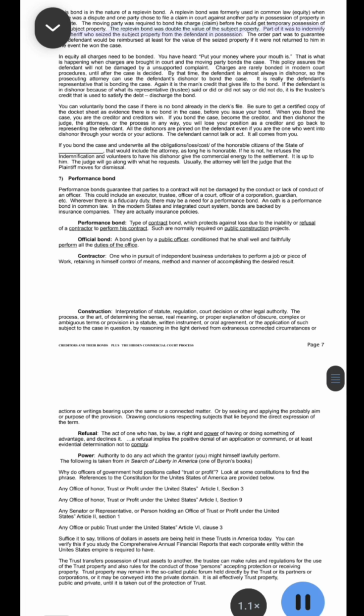Part of it was to indemnify the sheriff who seized the subject property from the defendant in possession. The other part was to guarantee the defendant would be reimbursed at least for the value of the seized property if it were not returned to him in the event he won the case.